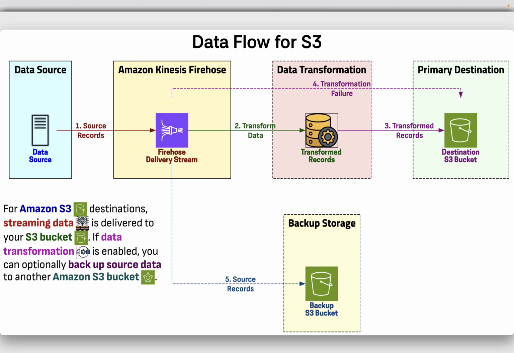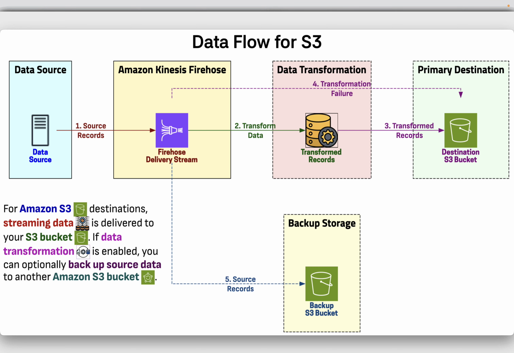So data flow for S3. First we have for Amazon S3 destinations, streaming data is delivered to your S3 bucket. If data transformation is enabled, you can optionally back up the source data to another Amazon S3 bucket. So this is the backup storage, and this one you can do some transformation and finally store it to a S3 bucket. So this is the most typical use case because S3 is the typical storage service for all kind of use cases.